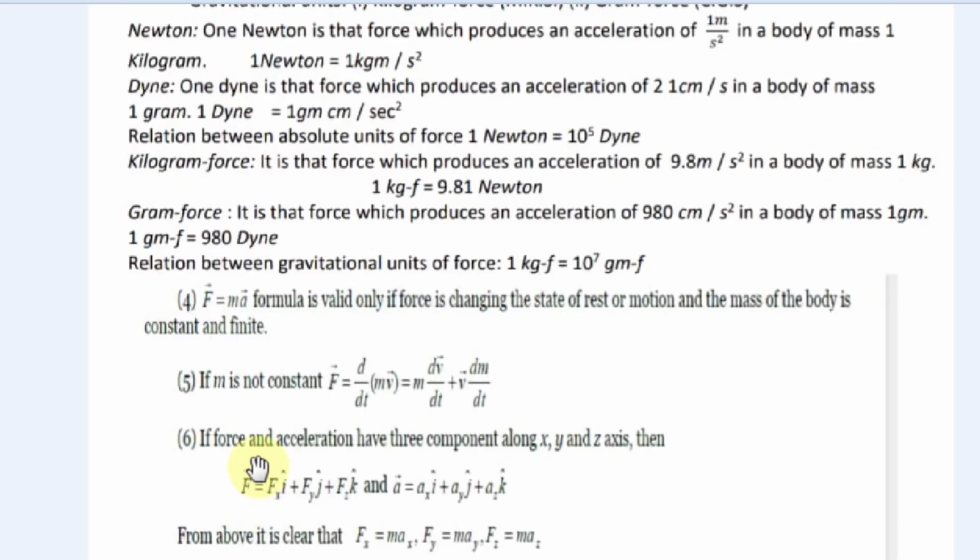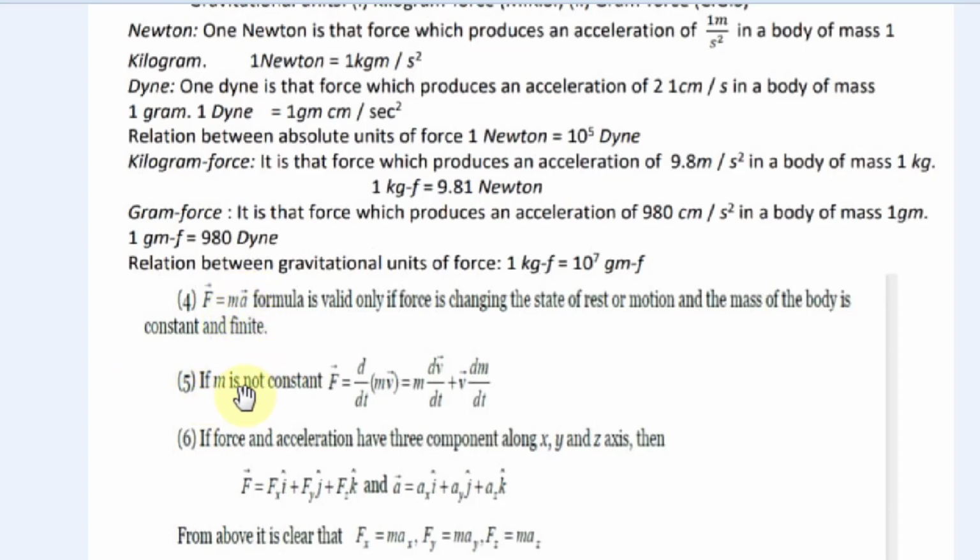Now next, fourth point. Today's class starts from the fourth point. So what is given? F vector is equal to m a vector, because force is a vector quantity, acceleration is also a vector quantity, whereas mass is a constant scalar quantity. So F vector equals m a vector is only valid if the force is changing the state of rest or motion and the mass of the body is constant and finite. So mass must be constant and finite.